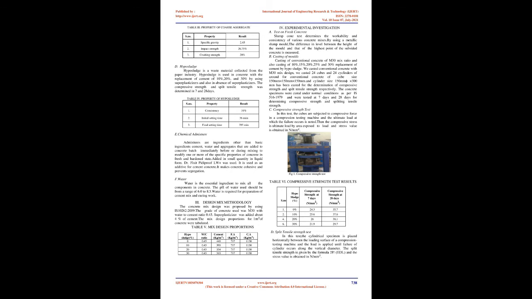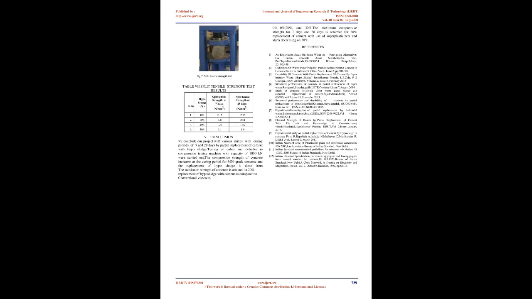F. Water. Water is the essential ingredient to mix all the components in concrete. The pH of water used should be in a range of 6.0 to 8.5. Water is required for preparation of the cement mix and curing work. 3. Design mix methodology. The concrete mix design was proposed using IS 10262:2009. The grade of concrete used was M30 with water to cement ratio 0.45. Superplasticizer was added at about 4% of cement. The mix design proportions for 1 m3 of concrete were tabulated.